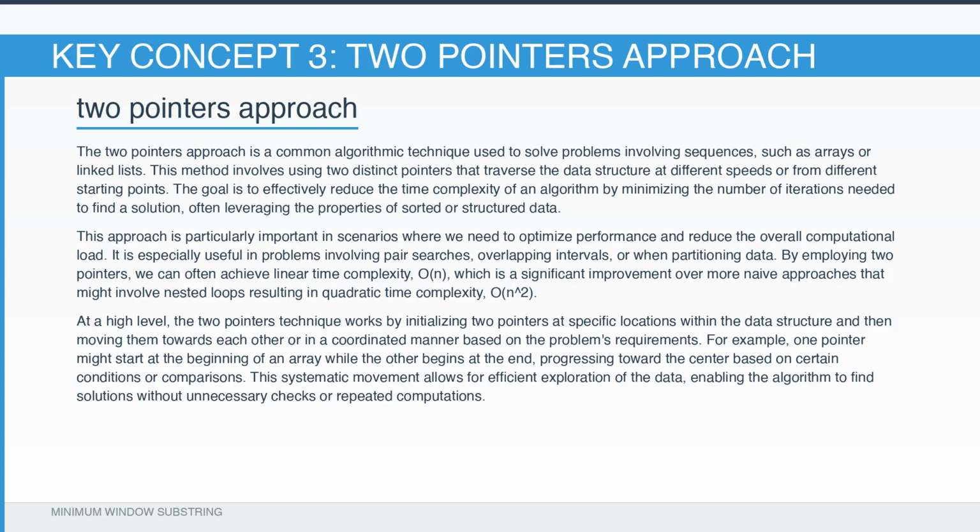In practice, one pointer might search for a specific element, while the second helps track the range of values we're interested in. This coordinated movement allows us to explore the data effectively, minimizing unnecessary checks and computations. By understanding and applying this technique, you can optimize your solutions and improve performance in many algorithmic challenges.